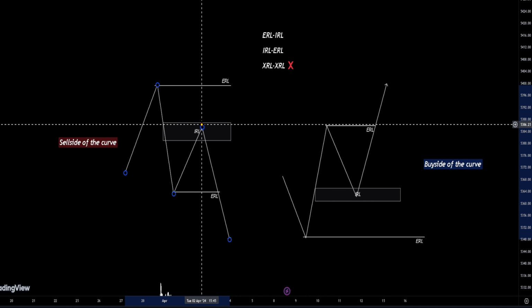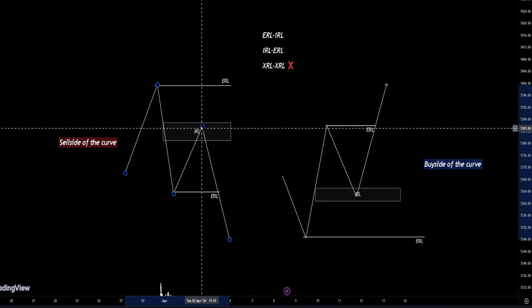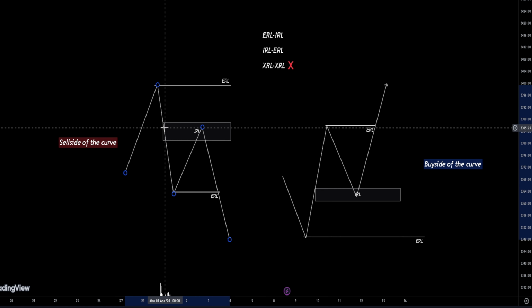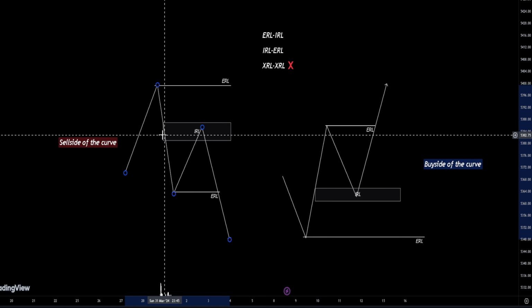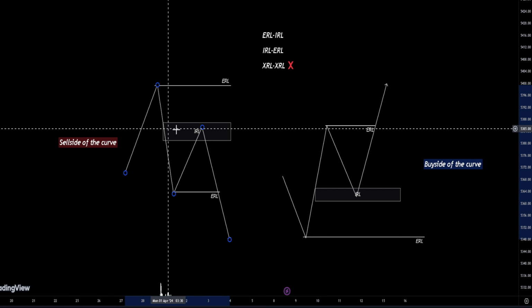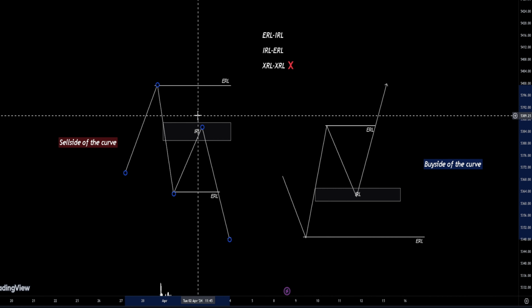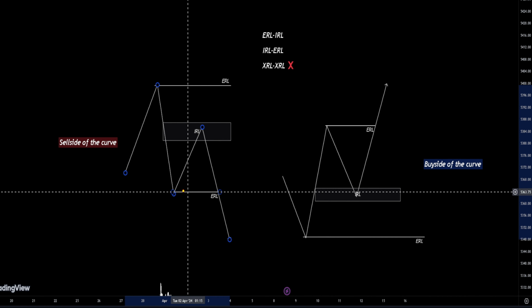So we bounce back in here, and then the way to know that we'll keep going lower is we find our confirmation in fair value gaps. We could get in on the inversion fair value gap in here, or in change in state of delivery. So once we get our confirmation, then we can enter targeting this external range liquidity.